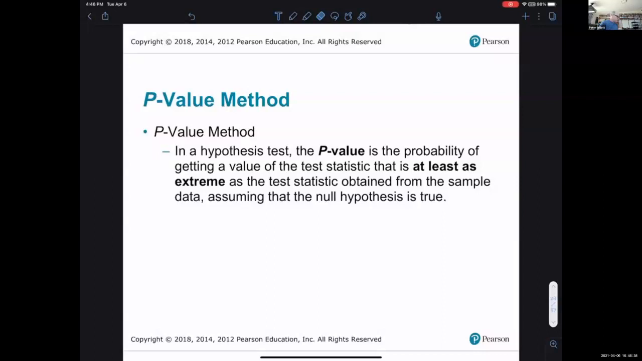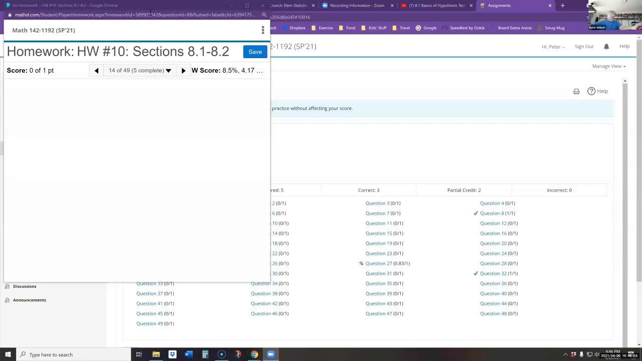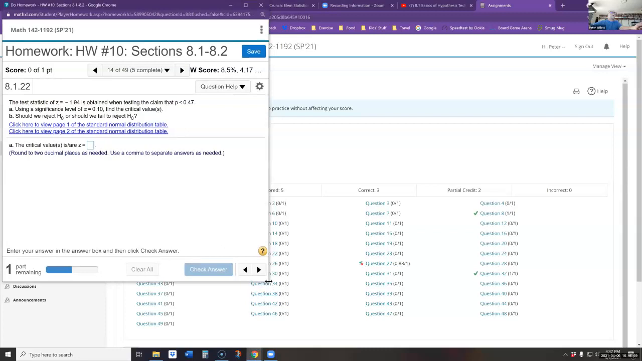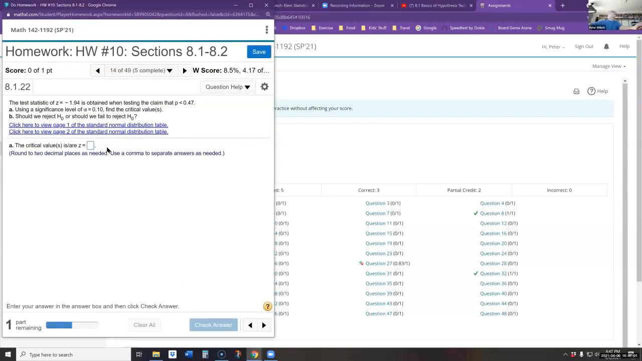So let's illustrate this with an example in StatCrunch. I grabbed number 14 on the current homework set, and it's asking us for these same kinds of things. It says there's a test statistic z equals -1.94, obtained when testing a claim that some proportion of something is less than 47%.